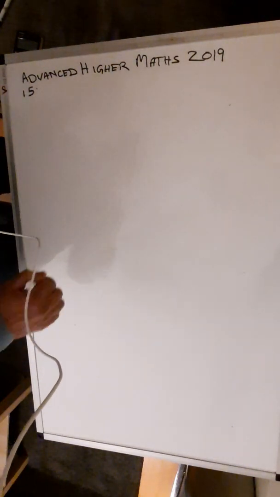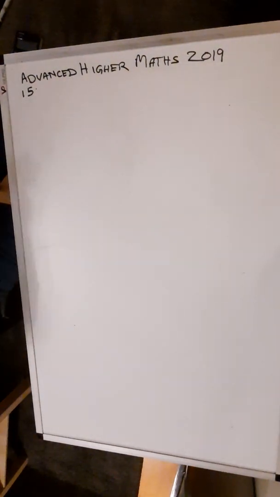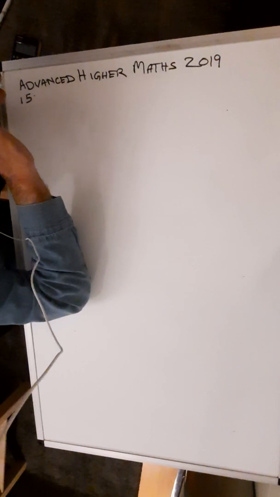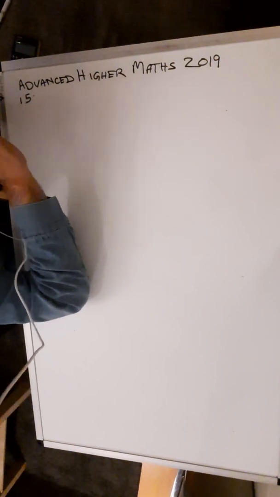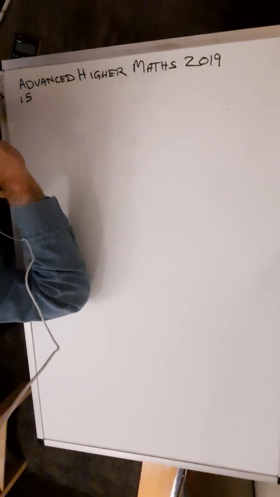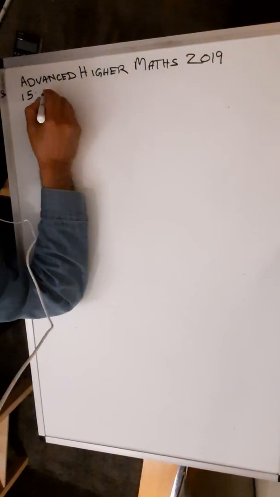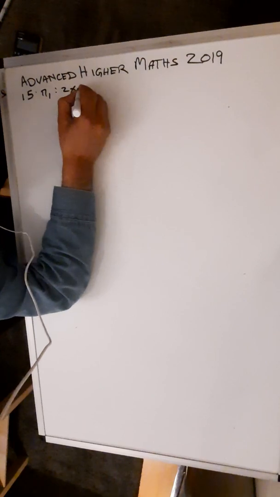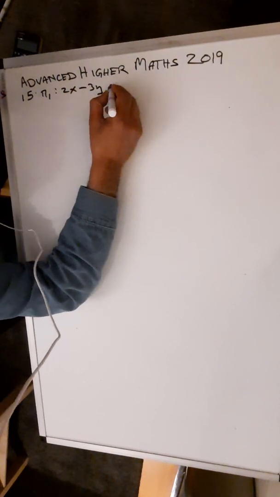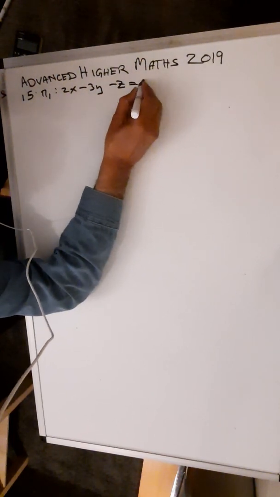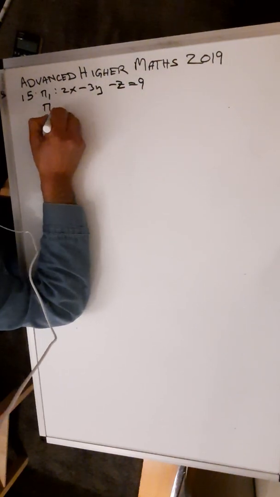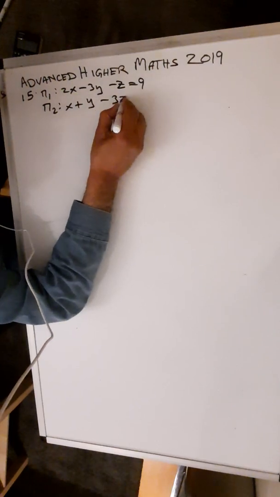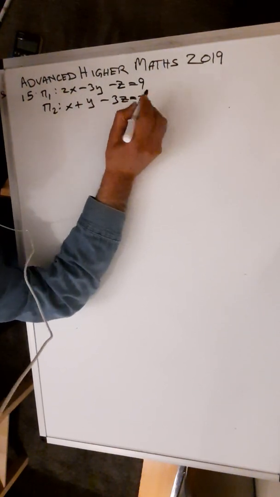Advanced Higher Maths 2019, question number 15. The equations of two planes are given below. Plane 1, 2x minus 3y minus z is equal to 9. Plane 2, x plus y minus 3z is equal to 2.